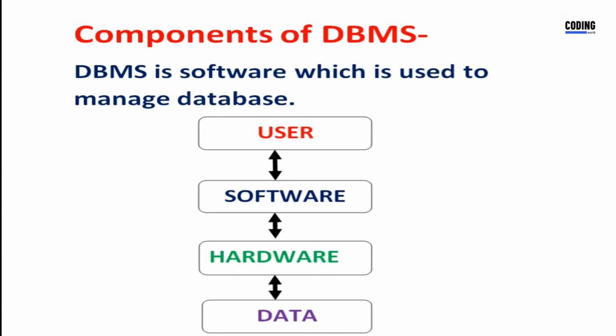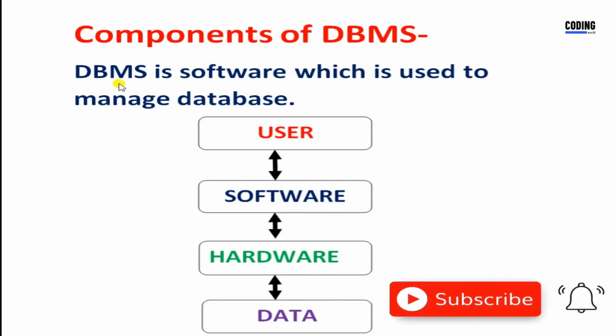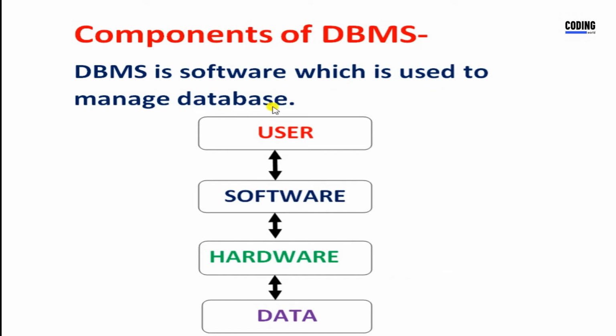Hello friends, coming to the next topic of database management system, which is the components of database management system. I said database management system is a software which is used to manage the database. So, what are the components of database management system? The components of database management system are user, software, hardware and data. These are the related terms that are used in database management system.